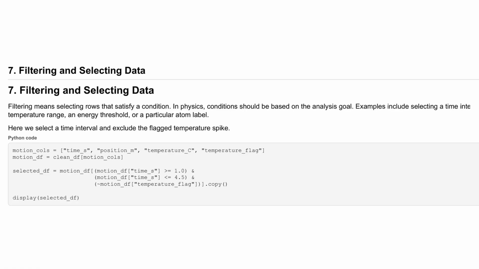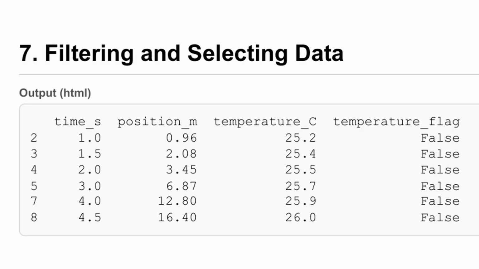Filtering is about selecting rows that satisfy a specific scientific goal. Here, we restrict our analysis to the time interval between 1 and 4.5 seconds, and we explicitly exclude any rows where the temperature flag is true. This yields our filtered data frame. It is smaller than the original table, but it is now perfectly suited for analyzing the object's motion without being skewed by invalid sensor data.